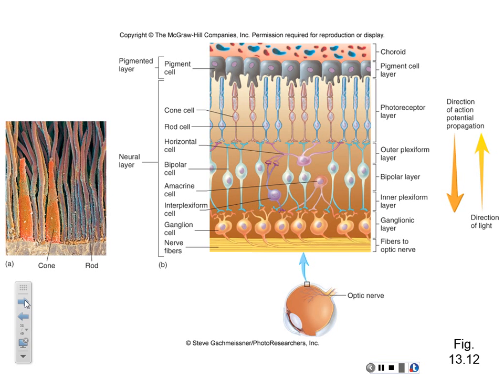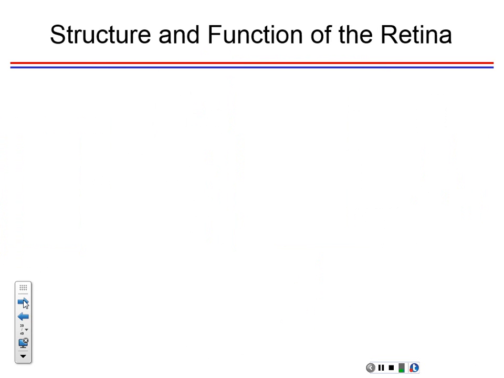All right? Okay, so we'll concentrate mostly on these two. The cones, so-called because they actually look like cones. The rods, so-called because they actually look like rods. Okay? All right? Go figure.